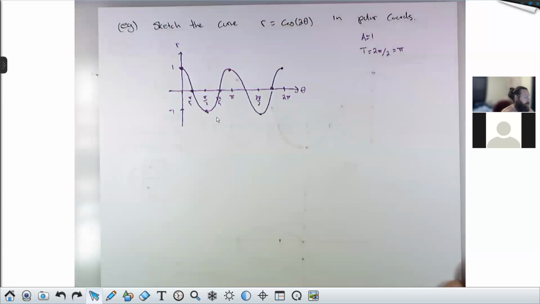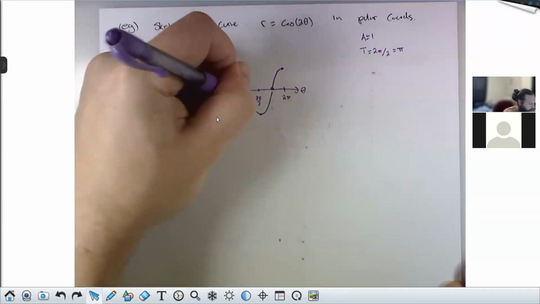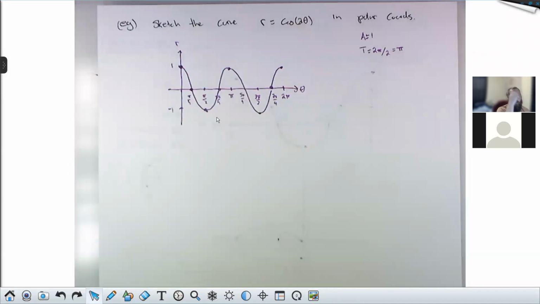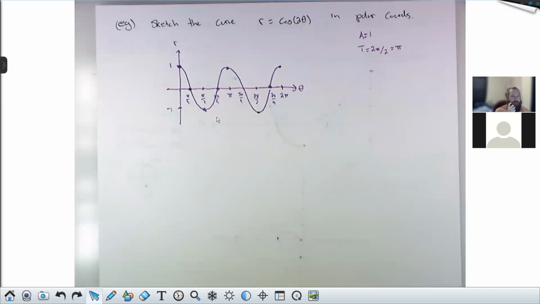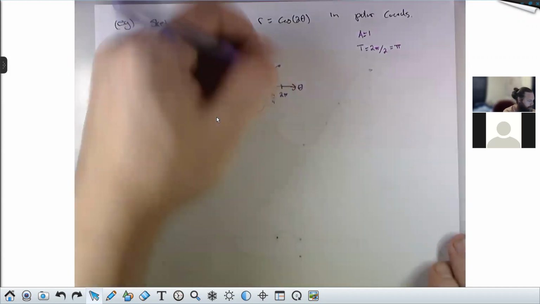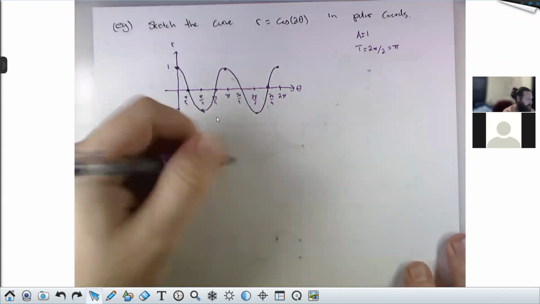Okay. Past pi, this would be 5 pi over 4. And this guy is going to be 7 pi over 4, halfway between 3 pi over 2 and 2 pi. So there's your rectangular graph. Let's look at the polar graph.